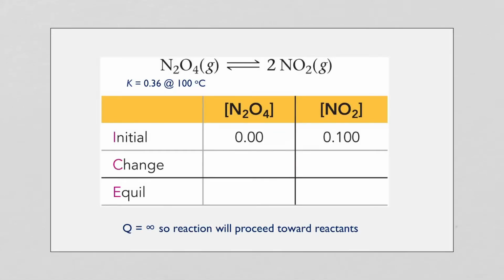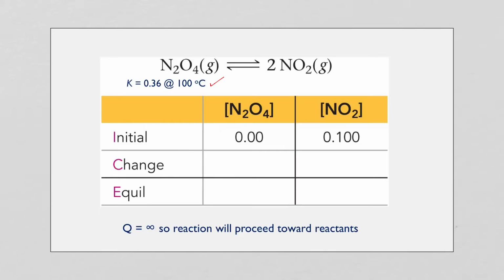Okay, so here's our next problem. Again, we have a different equilibrium, a different reaction. N2O4 is in equilibrium with NO2. We're given an equilibrium constant of 0.36, and we're given our initial concentration. In this case, again, we're at one of our extreme values.